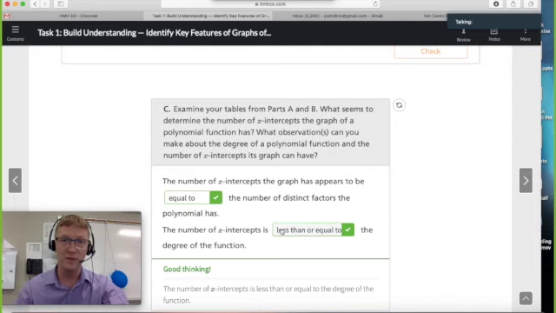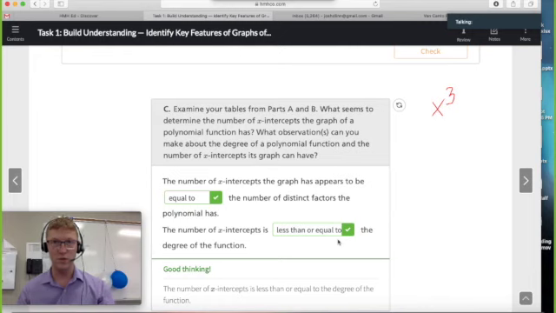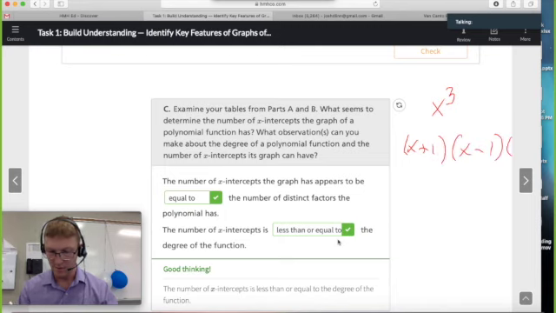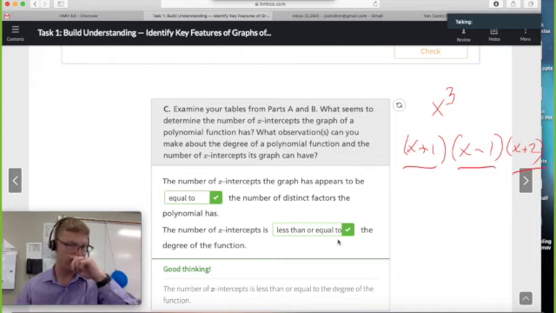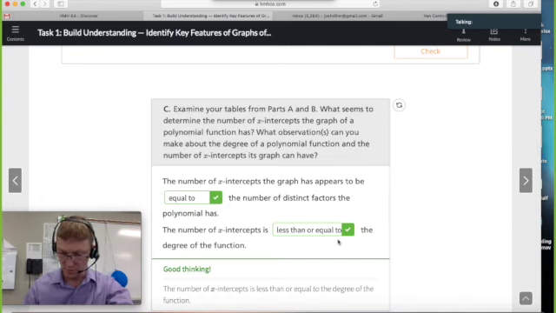The number of x-intercepts is less than or equal to the degree of the function. Again, if we have something like x cubed, there's only one x-intercept, which is x equals 0. But there's definitely no more than 3, with something like x plus 1, x minus 1, x plus 2. So there would be 3 zeros or x-intercepts for that one.